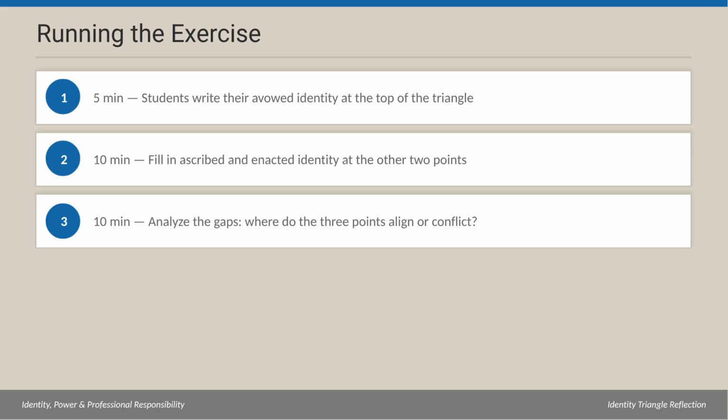Step 3. Dedicate 10 minutes for students to analyze the gaps. Where do the 3 points align? Where do they conflict? And what does that tension feel like? This exercise reveals whose avowed identity gets respected and whose gets challenged, which is a core power dynamic explored throughout the course.